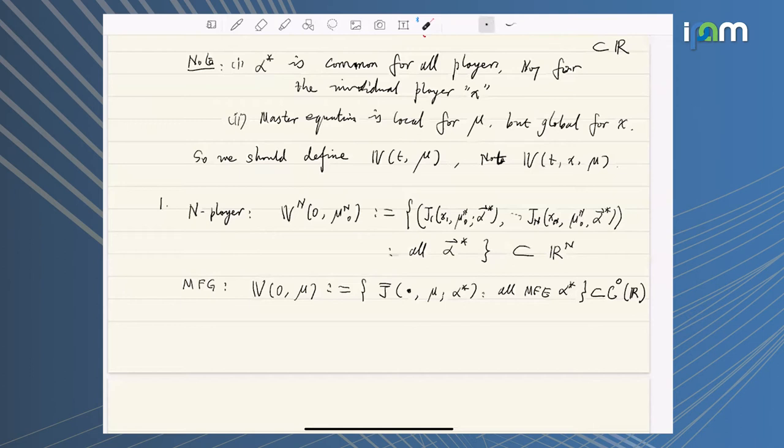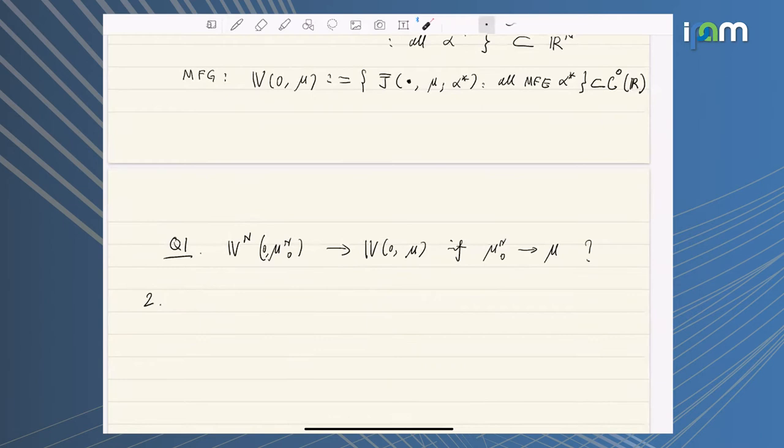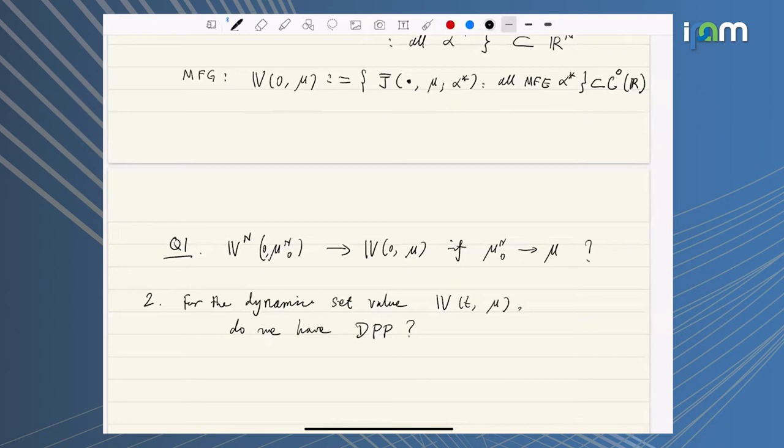So my question is, if we view the problem as a dynamic problem, let's say V of t, mu. So at time t, you start from mu. Do we have DPP? Now it's a set. What does the DPP mean? DPP is from T1 to T2. For simplicity of notation, I'll just say zero and T.